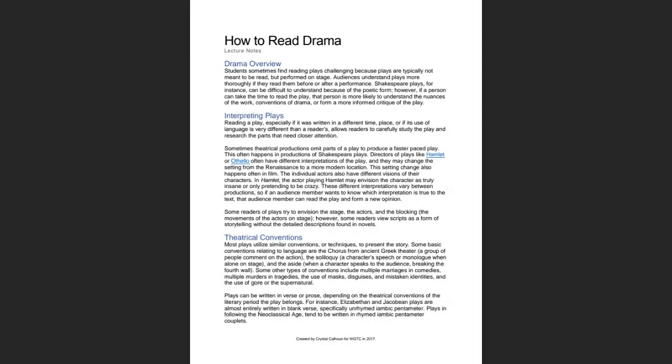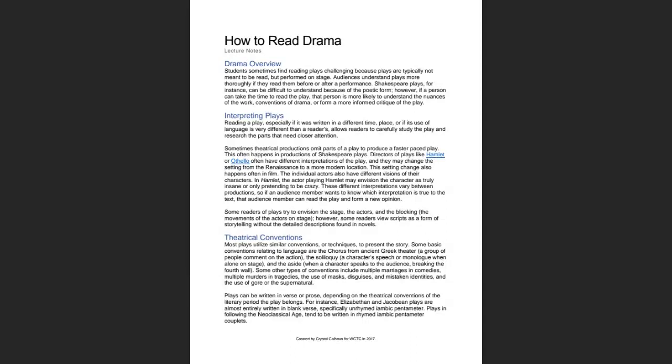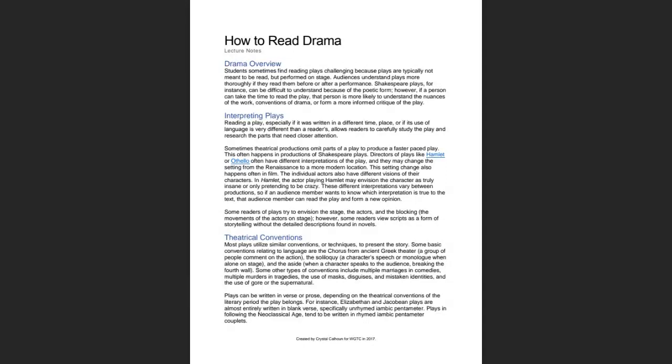So students sometimes find reading plays challenging because plays are typically not meant to be read. They are meant to be performed. So if you were to read a play thoroughly before or after a performance, you might understand it better because you would then be able to compare the text to how the play is being executed. But there are lots of different elements to a play. It's usually not as detailed in terms of visual descriptions and things like that. A lot of it is left to the imagination. A lot of it is left to the interpretation of people who put on the play. And so it can be a little confusing as a work of literature. But once we go over it, it'll make a little bit more sense.